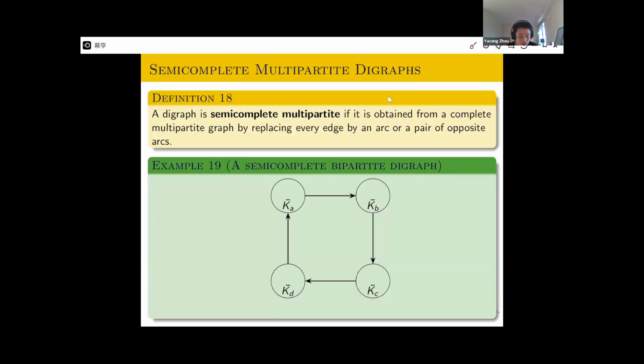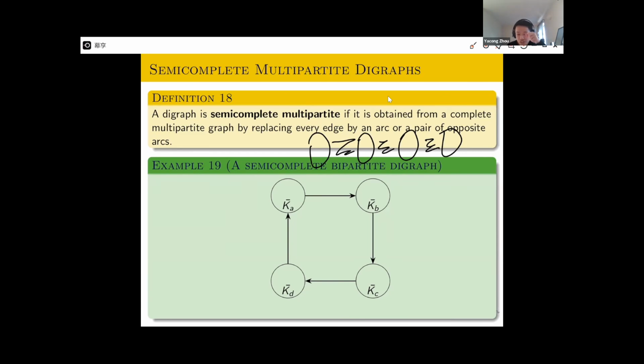So one natural generalization of tournaments is semi-complete multipartite digraphs. A digraph is called semi-complete multipartite if it can be obtained from a complete multipartite graph, that is, many independent sets and all edges between them, by replacing every edge by an arc or a pair of arcs. So the following is an example of a semi-complete multipartite digraph, where Ka bar, Kb bar, Kc bar, and Kd bar indicate the independent sets of order A, B, C, and D.